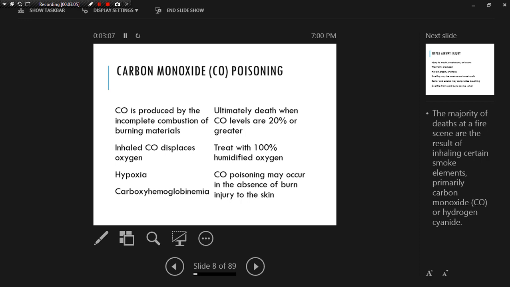And ultimately, death is going to occur with this type of poisoning in levels that are 20% or greater. So if a patient comes in and we suspect that they've had a carbon monoxide poisoning, we're going to treat them with 100% humidified oxygen. Carbon monoxide poisoning can also occur in the absence of burn injury to the skin.